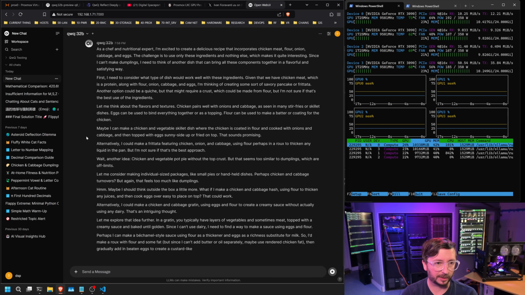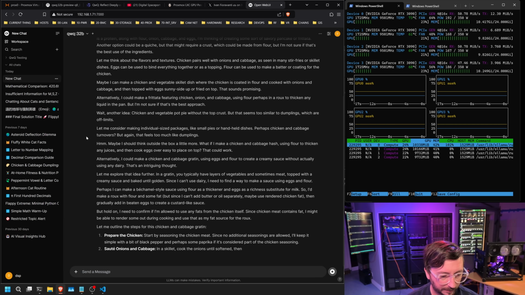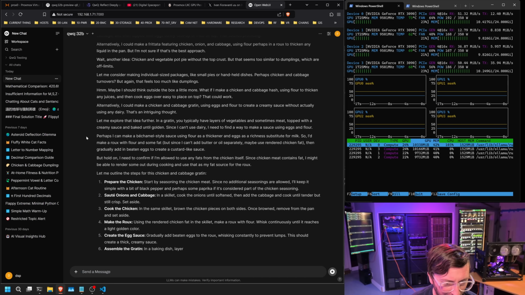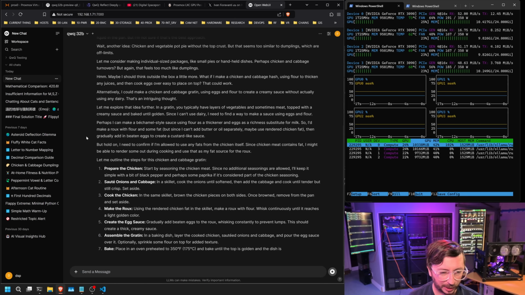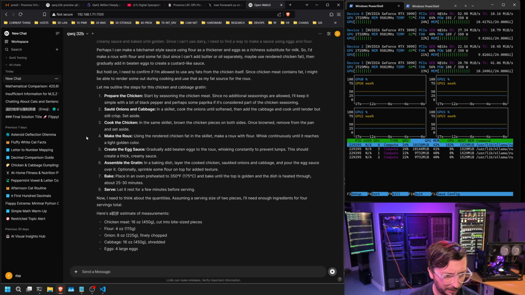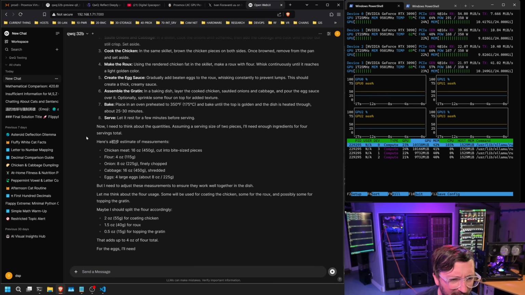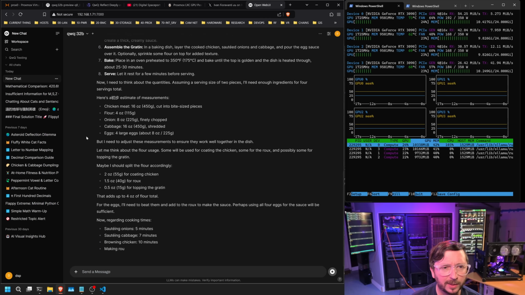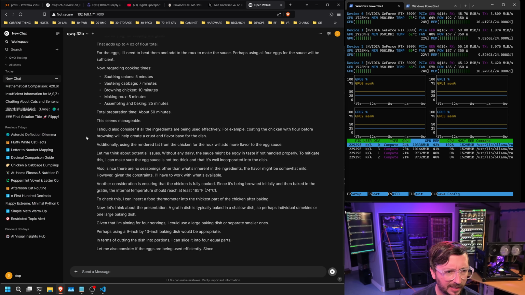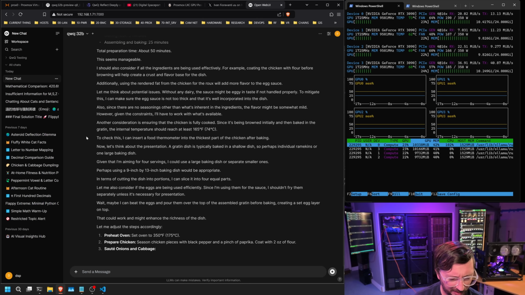Oh, this is interesting. Wow. Chicken and cabbage gratin. Okay. Prepare the chicken. Okay. Saute onions and cabbage. Cook the chicken. Does not appear to have safety checking. Okay, bake. 350, 175, bake until golden and heated. Okay. It is sticking to the parameters from what I can see.